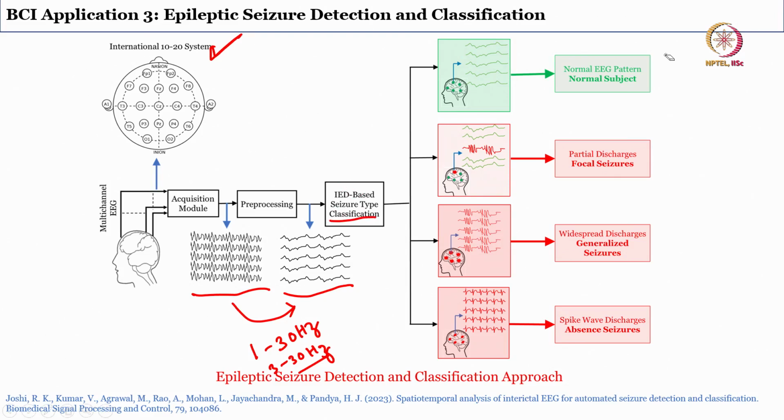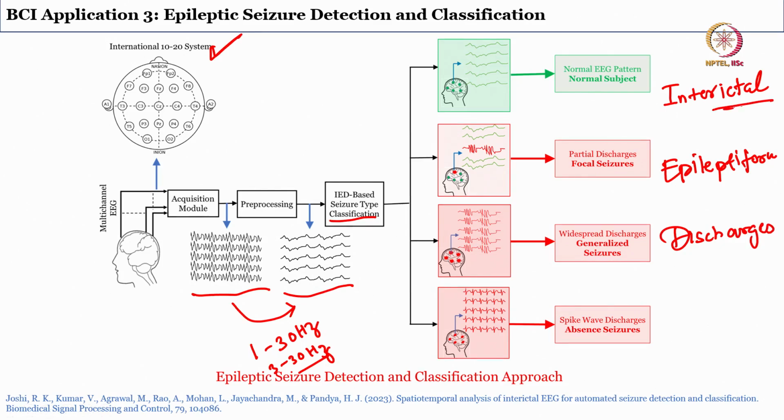Then you are recording, or trying to classify your epileptic seizure, okay, based on IED. Very important, right? So IED is nothing but interictal epileptiform discharges. Okay, very important. Ictal is something related to seizure or epilepsy. Interictal means in between two episodes.